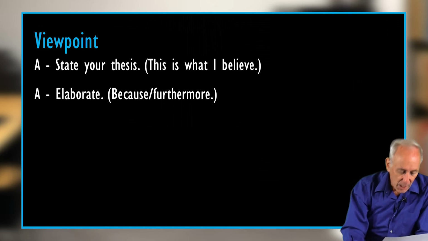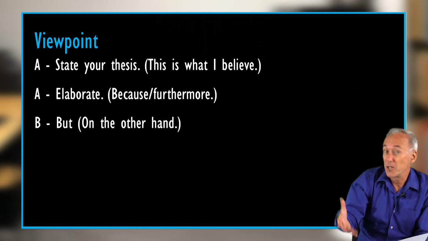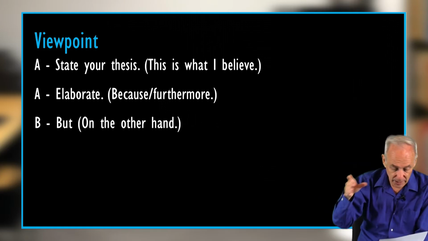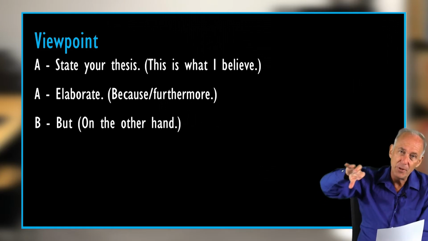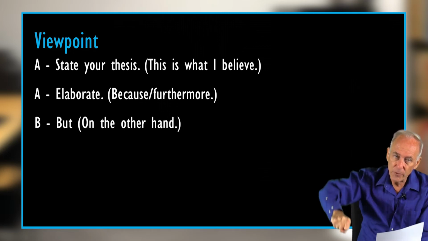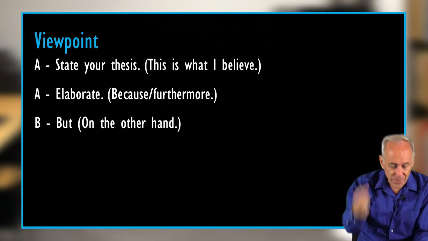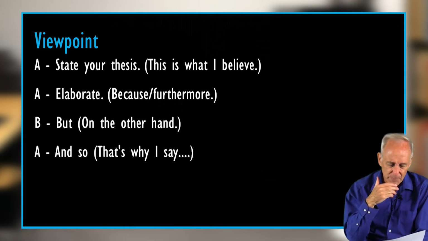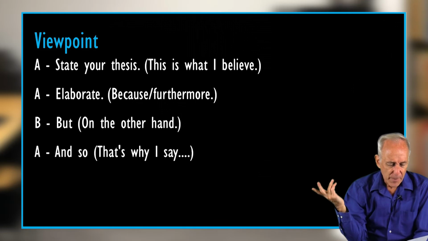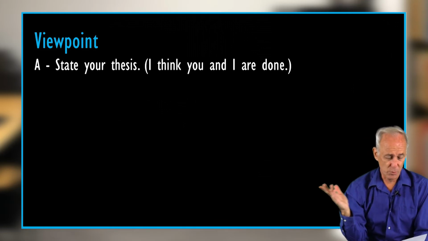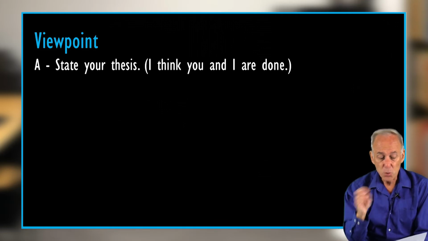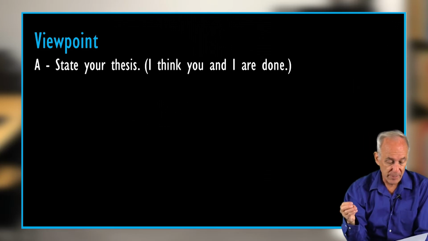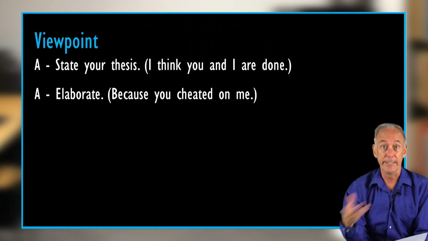Then the B section is, on the other hand, contrast. Here's something I didn't think about. Maybe the other viewpoint that I rejected. But the end of the B section delivers the character right back to, and this is why I believe, or that's why I say. So for instance, in the first A, I think you and I are over. I think we're done, right? This is what I believe. I believe we're done. The next section, furthermore, because you cheated.